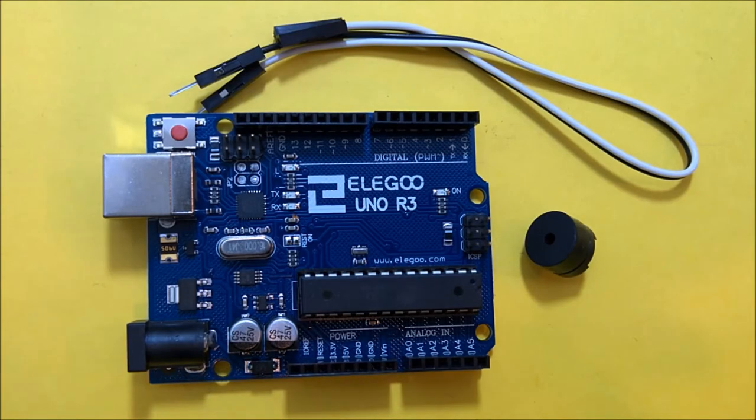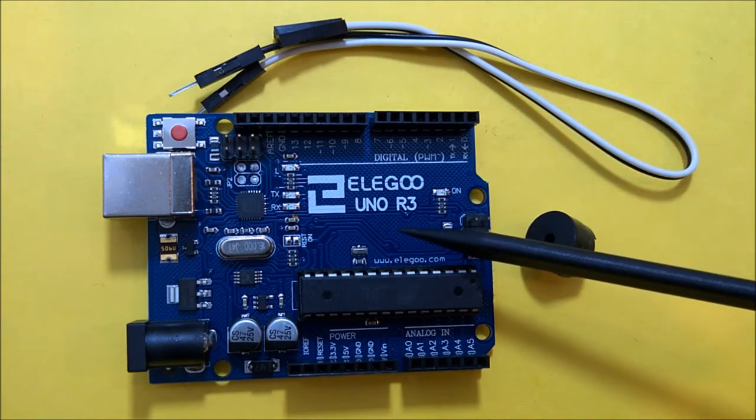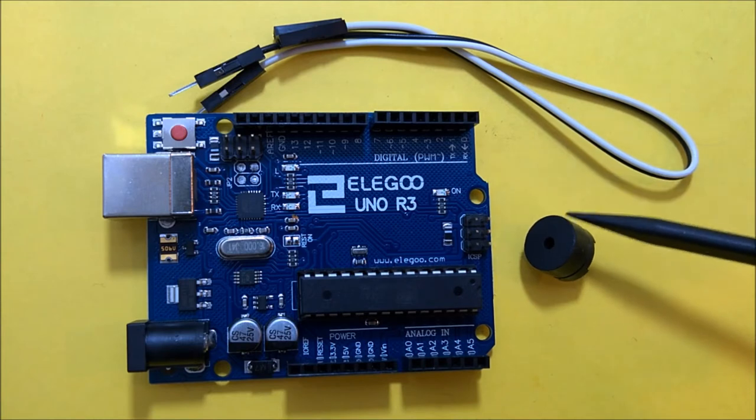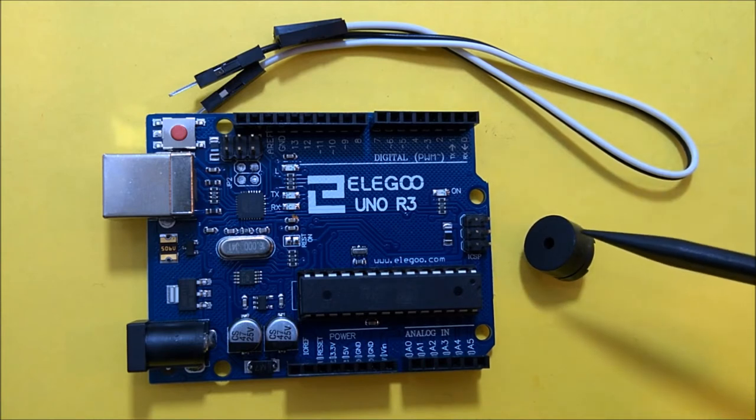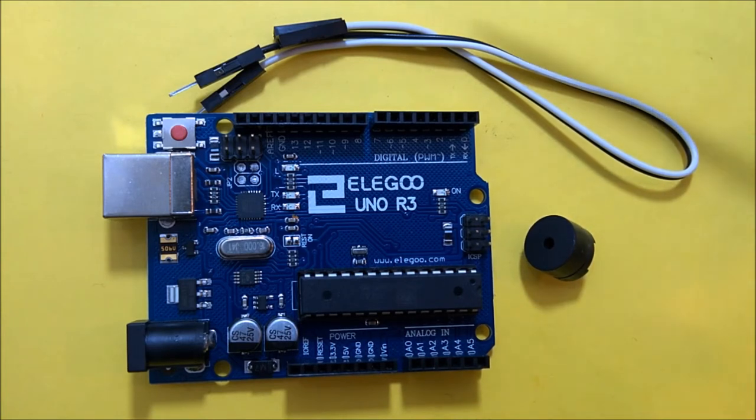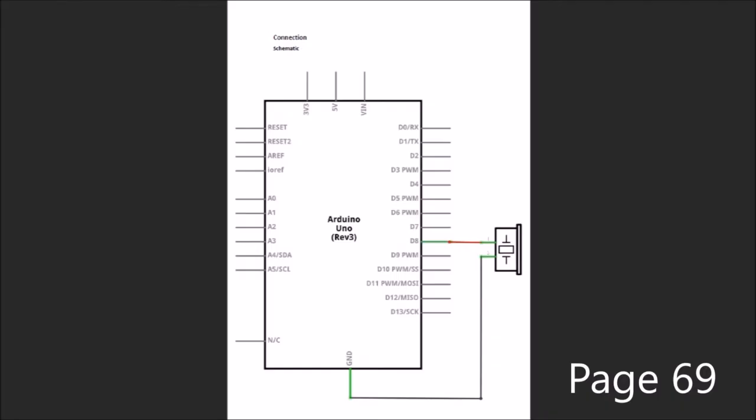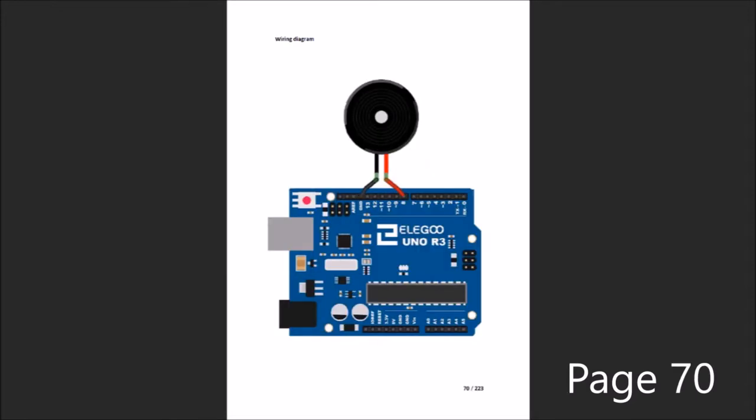For this lesson, we'll need the following items from your kit: the Elegoo Arduino UNO R3 board, the passive buzzer, typically it's the one without the white sticker, two female to male jumper wires, and that's it. On page 69, you'll see the following schematic. Super simple. On page 70, you'll see the wiring diagram. I should point out, we're not going to use a breadboard.